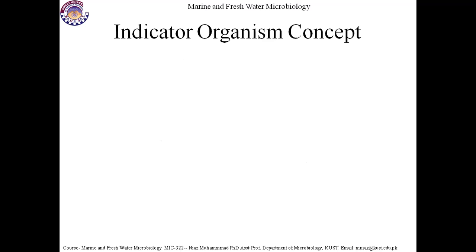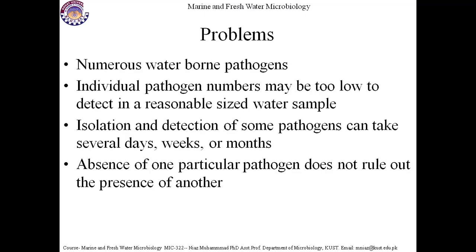So therefore, to solve this issue, keeping all these problems in mind: pathogens are numerous. An individual pathogen may be at low number and cannot be detected in a reasonable size of sample. Isolation, identification, and detection of every pathogen is not possible because some take too long, and absence of one microorganism cannot rule out that others are also not present. These are expensive and very costly, and no one organization, no one laboratory, no one individual can afford all these things.